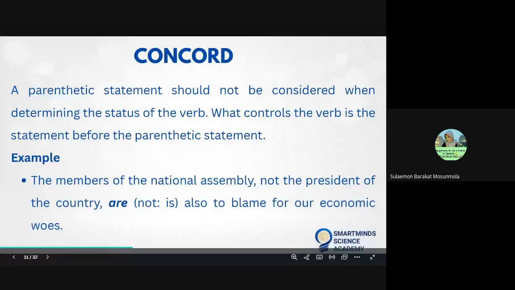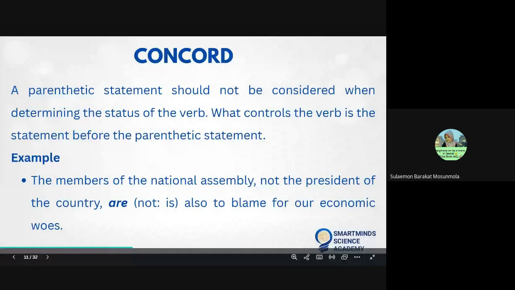When you are answering a question on parenthetic statement, please do not consider the parenthetic statement at all. Do not consider the additional information. What you should consider is the subject that comes before the parenthetic statement. For example, the members of the National Assembly, not the president of the country, are also to blame for our economic woes.